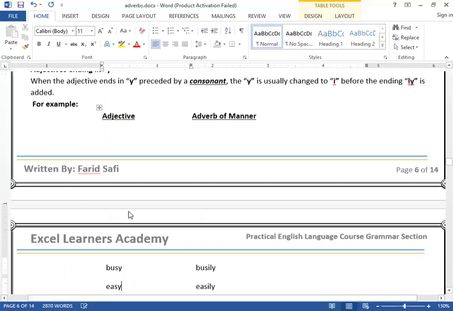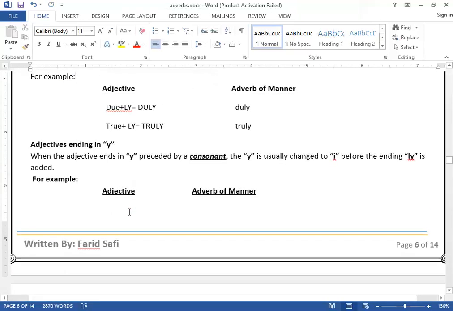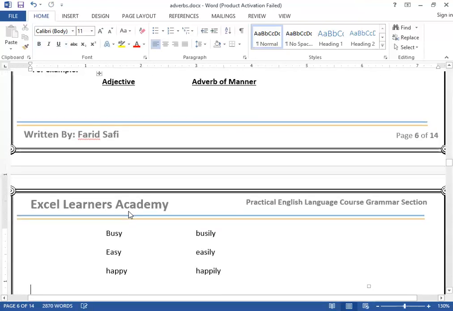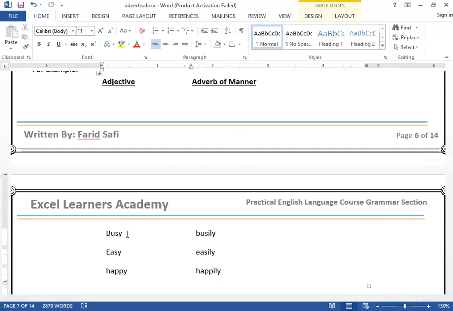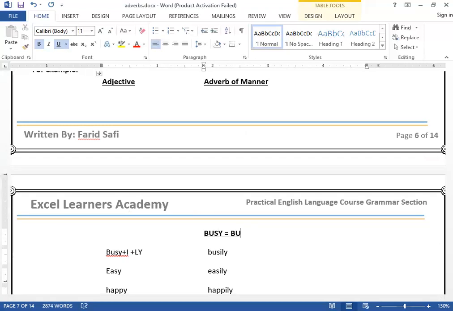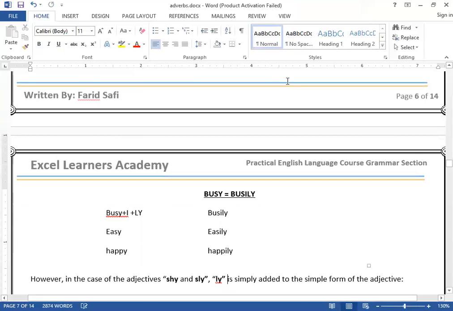Next rule. When the adjective ends in Y, preceded by a consonant, then Y is usually changed into I, and before the ending, we put LY. For example, busy is an adjective. It ends with Y. So we will remove Y, change this Y into I, and add LY. It becomes busily. B-U-S, Y will be removed, we will add I, plus LY. Busily. Easy, easily. Happy, happily. Is it clear?